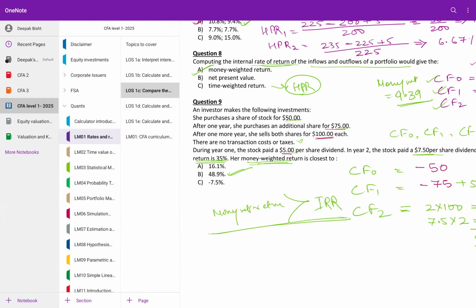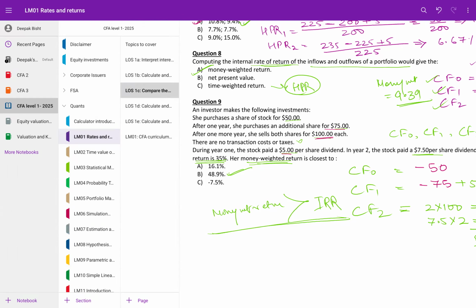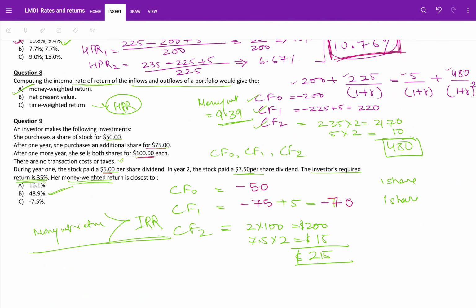We have finished LOS 1C of chapter 1 of quantitative methods. In the next reading, we are going to start with LOS 1D. All right, I will see you then.